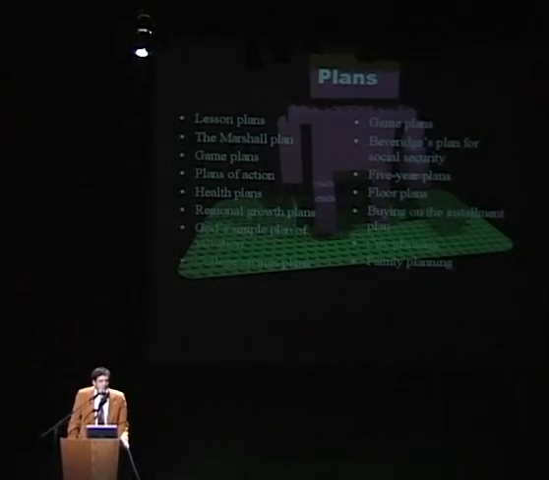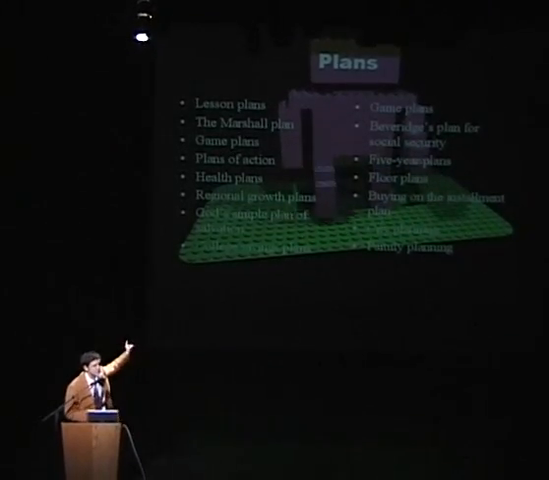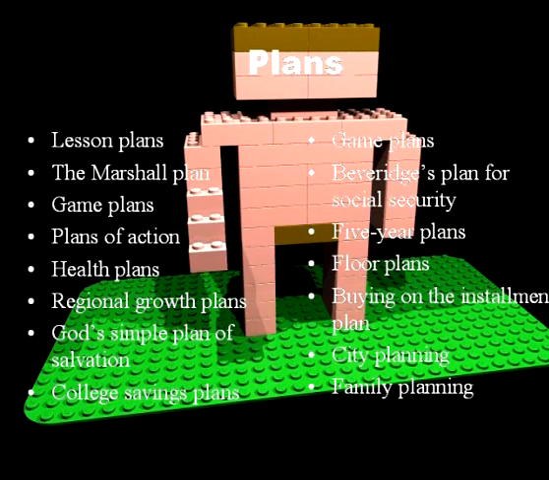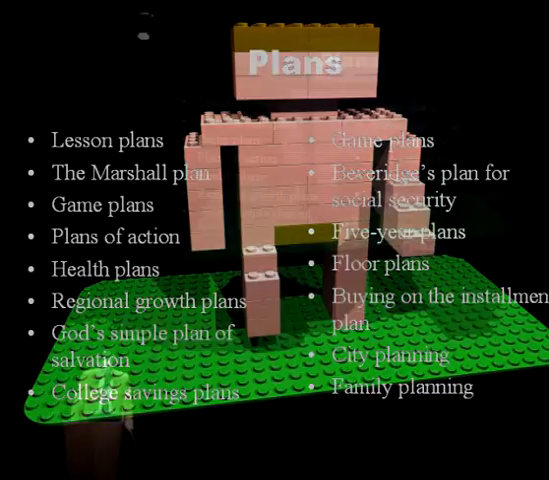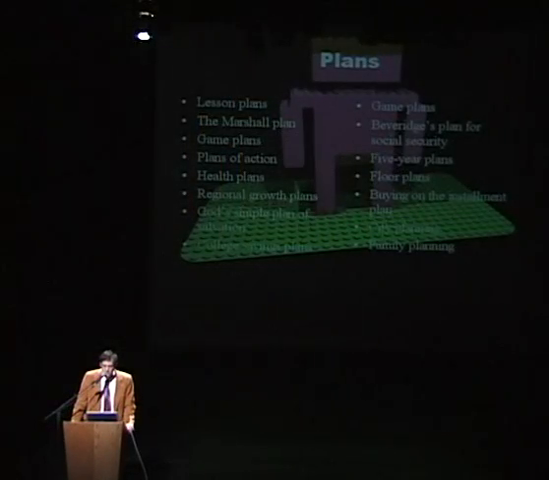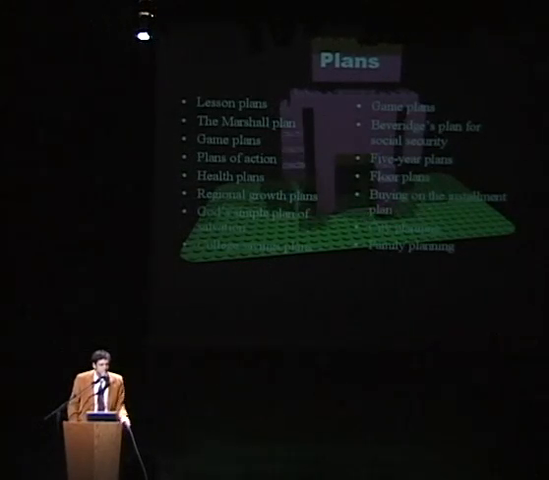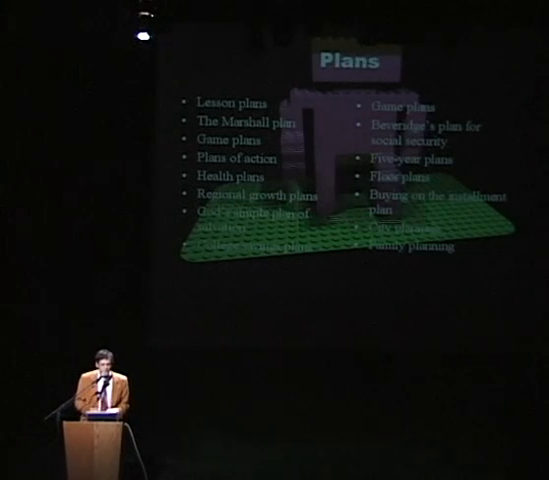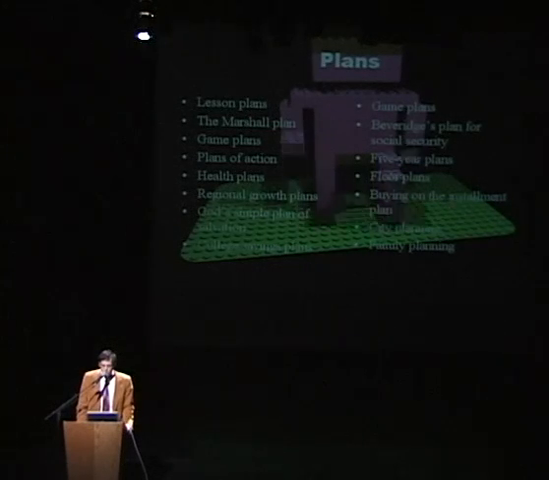There are some models, I think, that can be grouped under the rubric of plans. For example, lesson plans, the Marshall Plan, game plans, plans of action, health plans, regional growth plans, God's simple plan of salvation, college savings plans, the Beveridge plan for Social Security, which was a 1940s British plan for social welfare, if you haven't heard of that one. Five-year plans, floor plans, buying on the installment plan, city planning, family planning. So let's go on to a few more models.